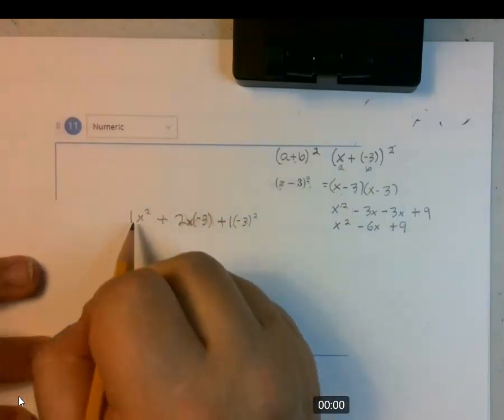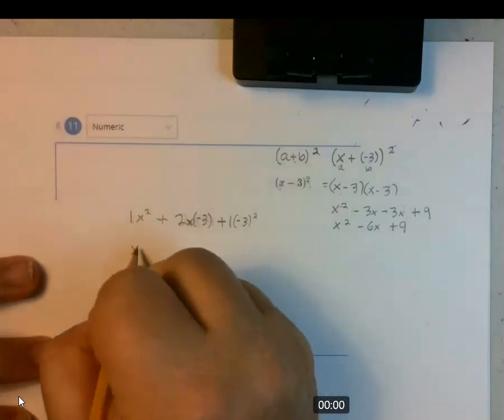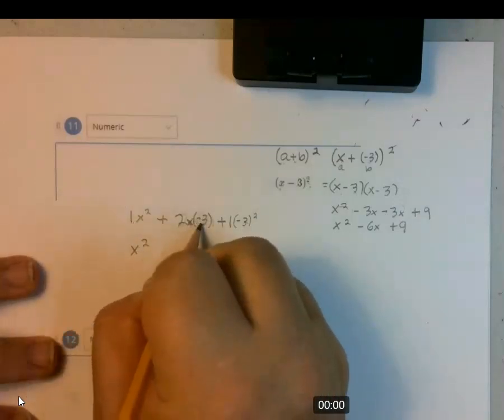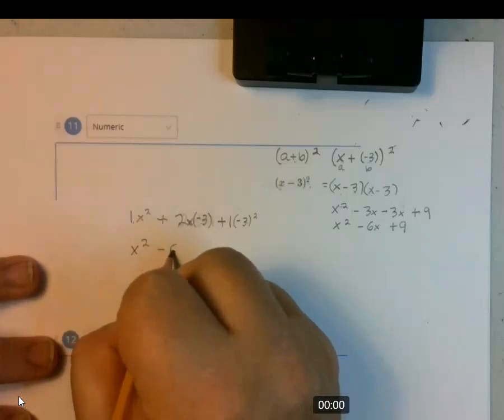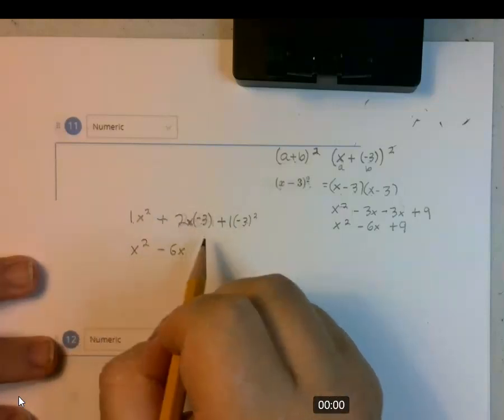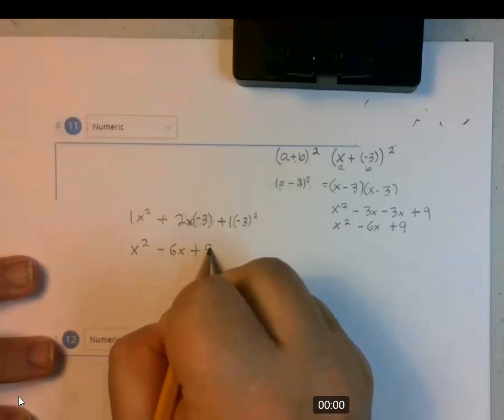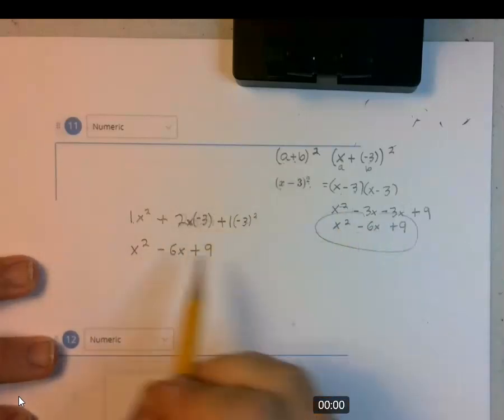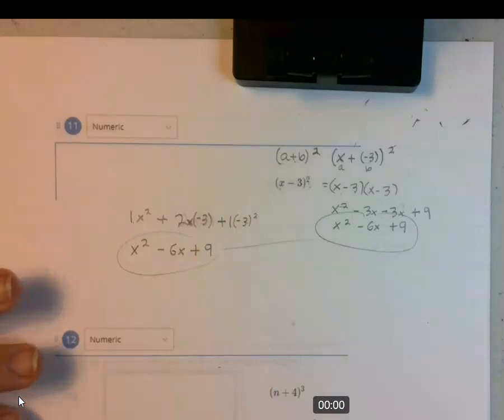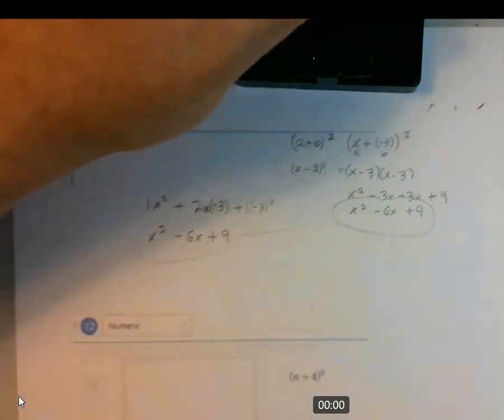What's that going to end up? First of all, you put the coefficient there, so it's just x squared. Now it's 2 times -3 is -6x. And then it's -3 squared is +9. And there you see we got the same answer there and there. Okay? So we did it once the FOIL way and once the Pascal's triangle way. Alright, here's another one.